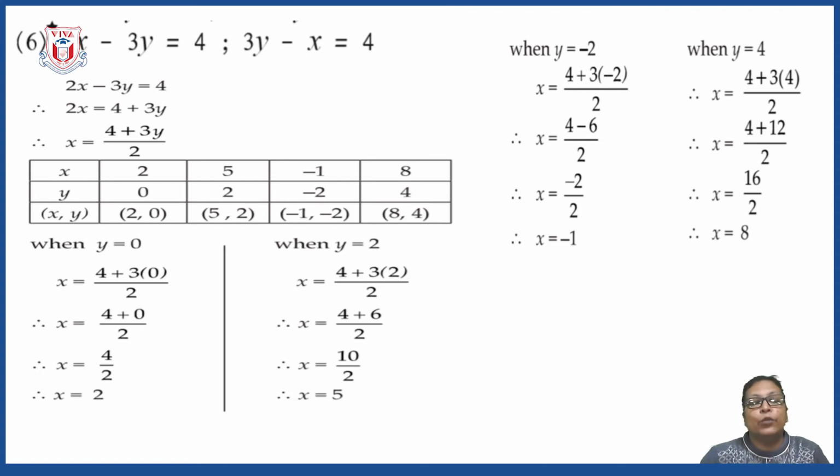So let us write this in the form of one variable as we have done for the substitution method. So here I am finding the value of x. For that purpose, let us solve it. The equation is 2x minus 3y is equal to 4. Therefore, 2x is equal to 4 plus 3y, and therefore x is equal to (4 plus 3y) upon 2. Okay, so we have expressed x in the form of y.